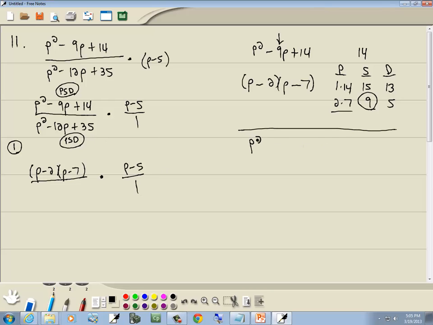So we've got p squared minus 12p plus 35. Again, we take the number at the end, 35, and we come up with our three columns. All the products that give us 35 are 1 times 35, 5 times 7. Add them. 1 plus 35 is 36. 5 plus 7 is 12. Subtract them, smaller from larger. 35 minus 1 is 34. 7 minus 5 is 2. Number we're looking for is a number in our middle term, which is 12. So we're going to use 5 and 7.